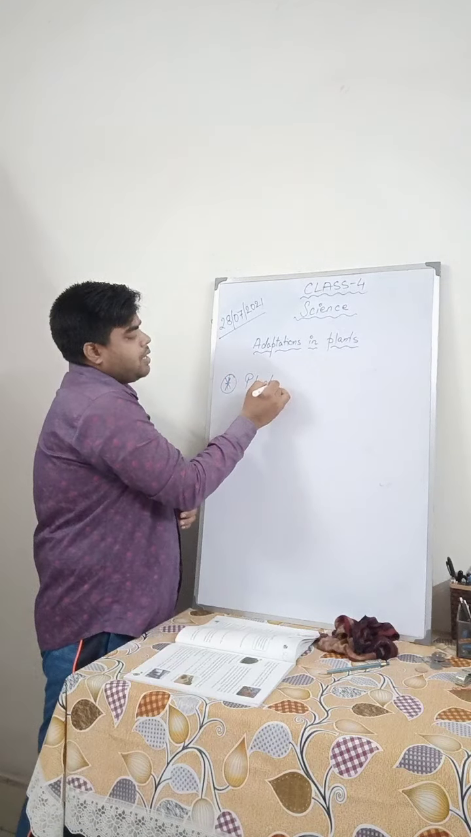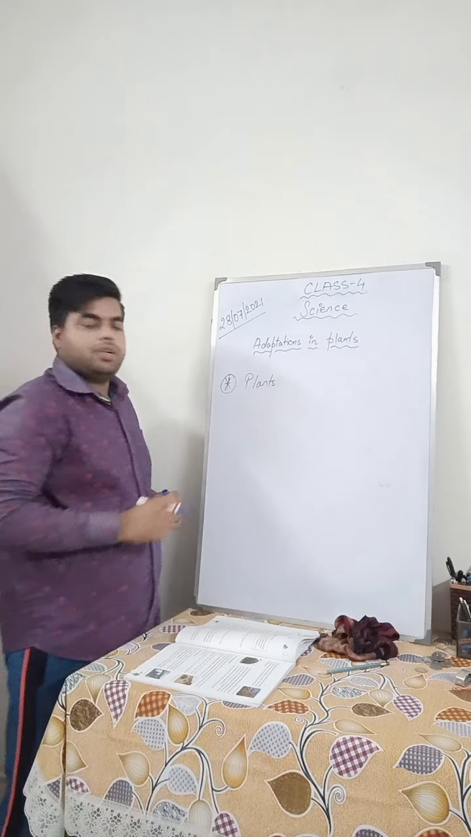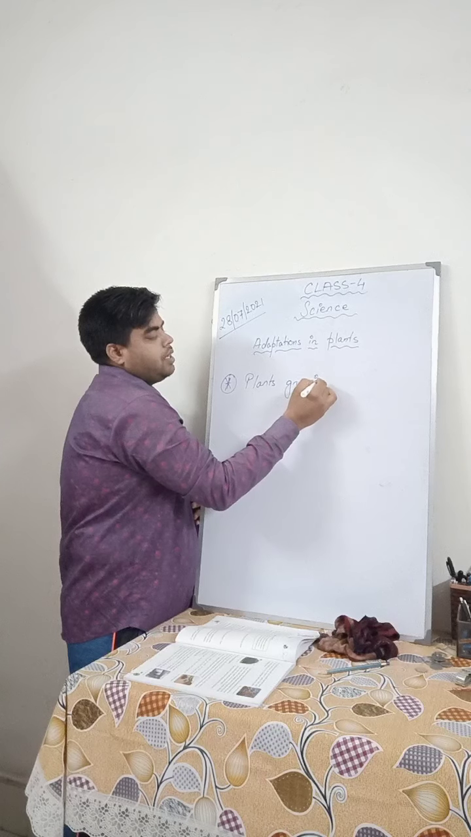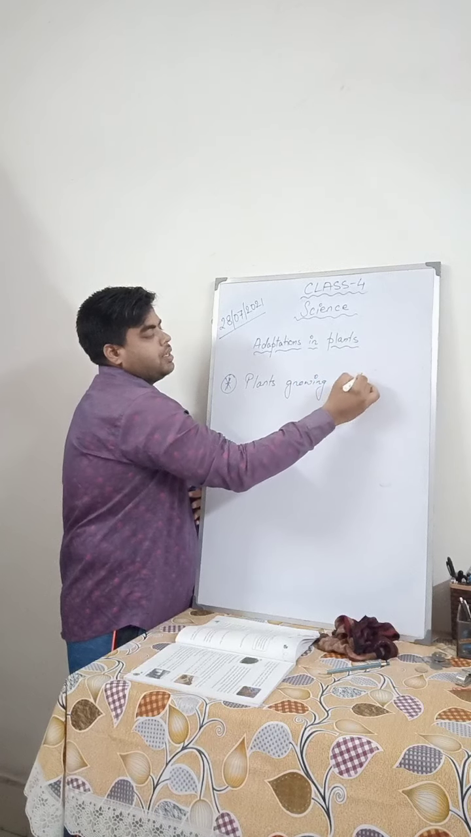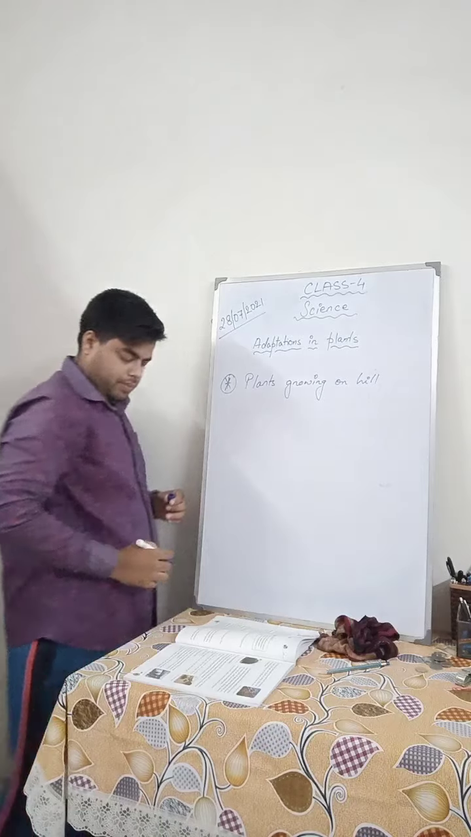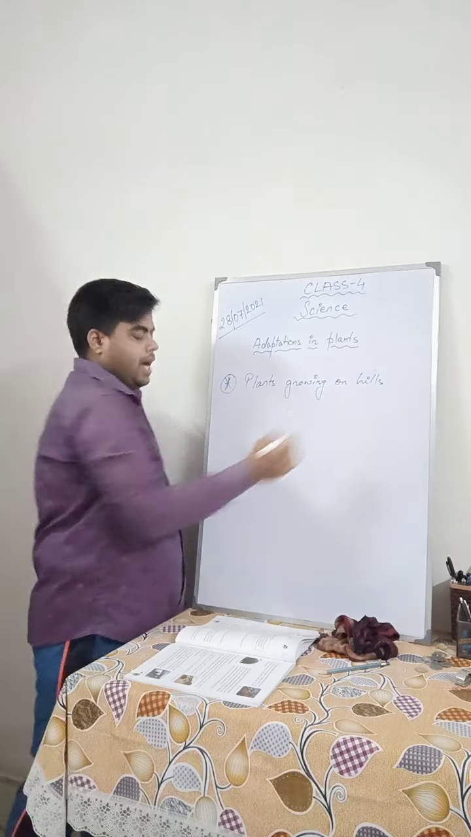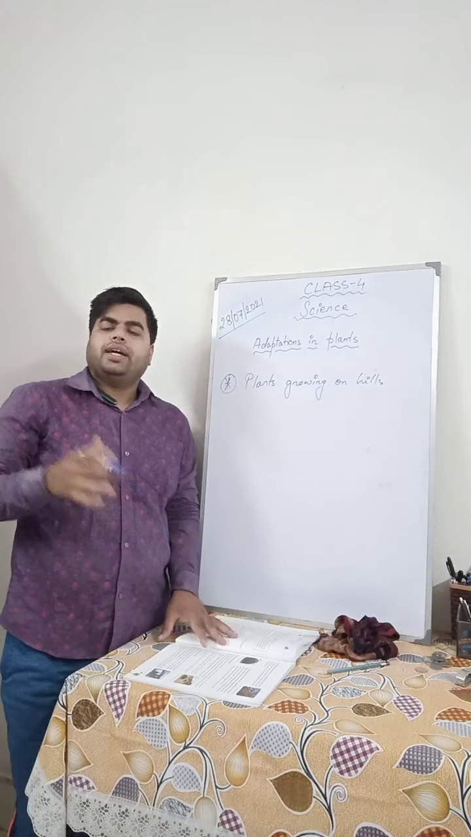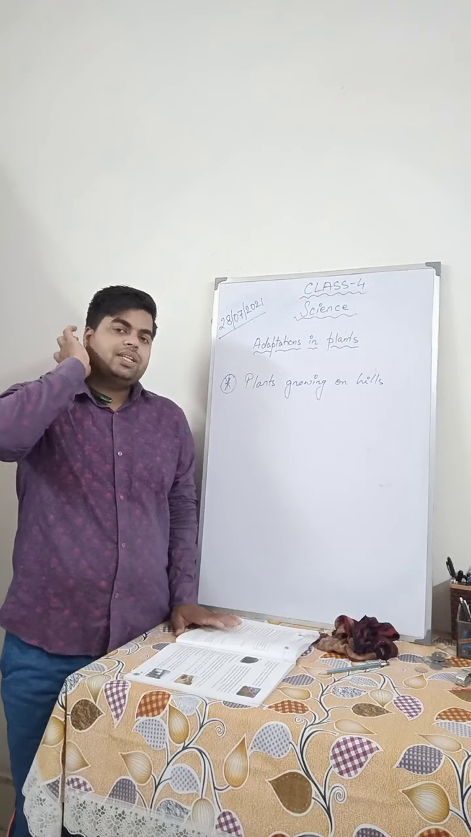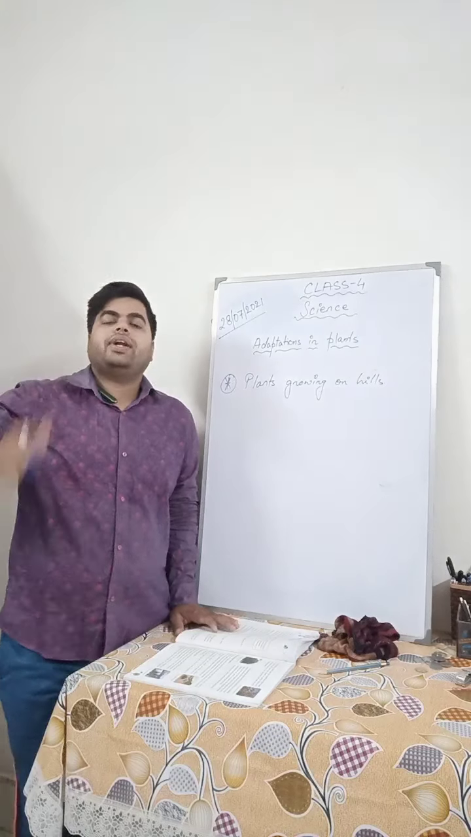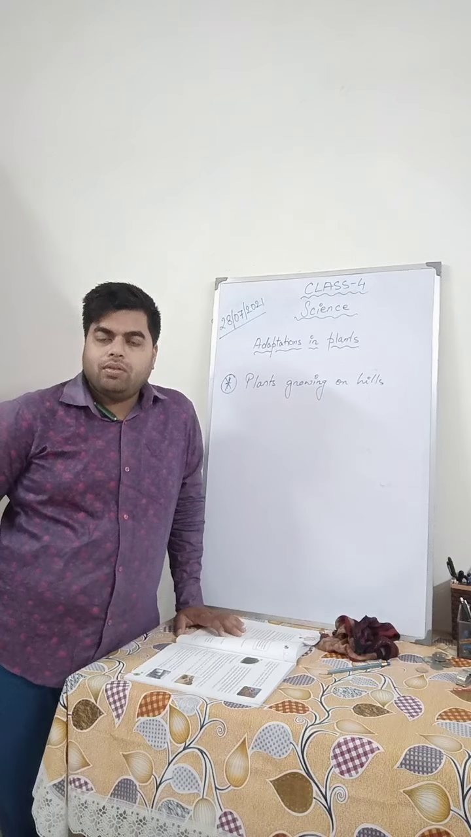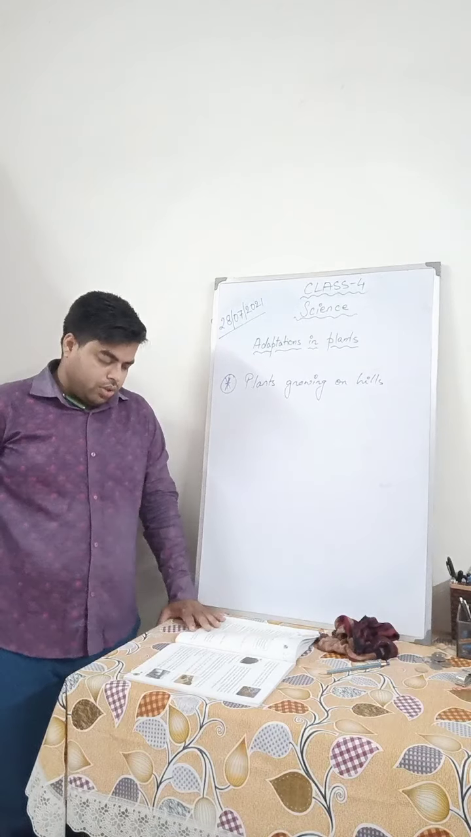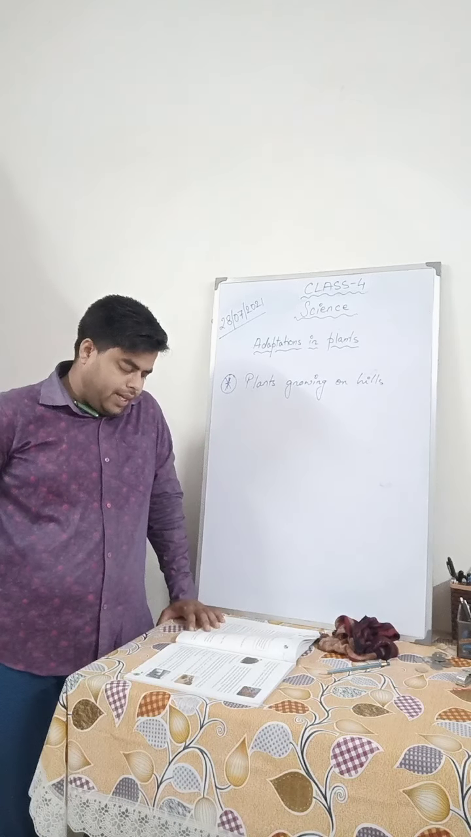In the online classes I have said there are two types of plants. One is terrestrial and another is aquatic. Terrestrial plants are those plants which grow on land, and there can be different areas, like flat areas, hilly areas, and desert areas. Plants have different adaptations depending upon the place where they grow. Plants growing on hills.